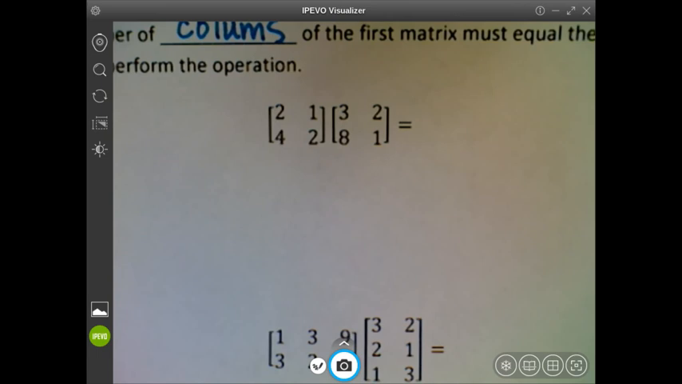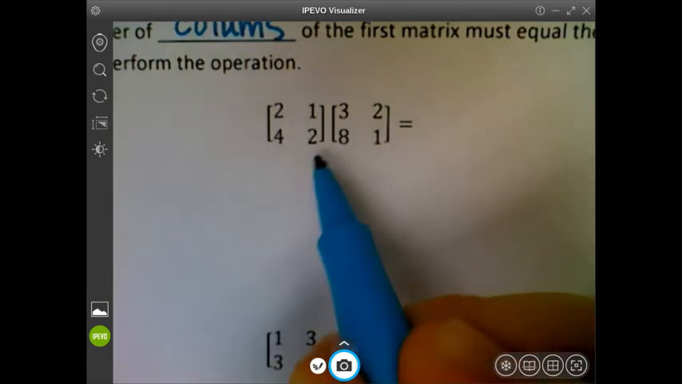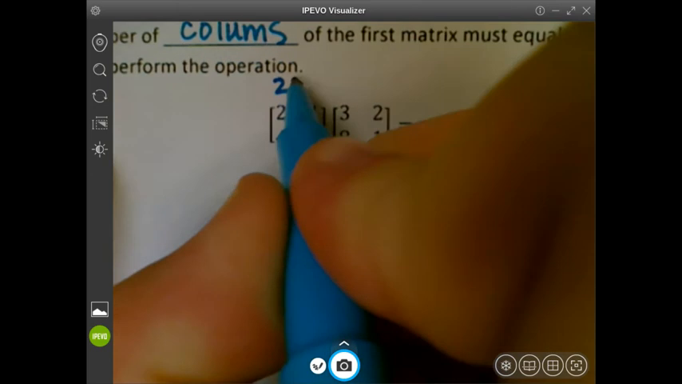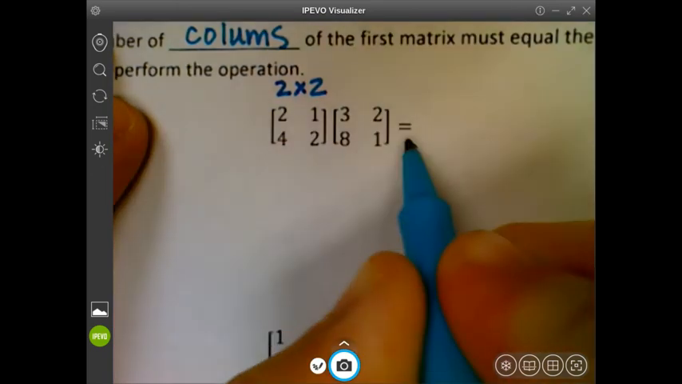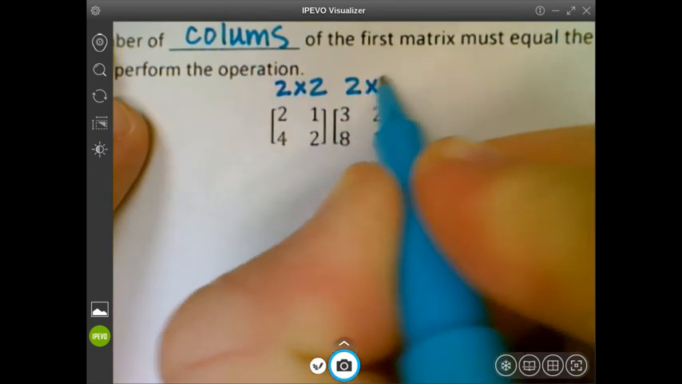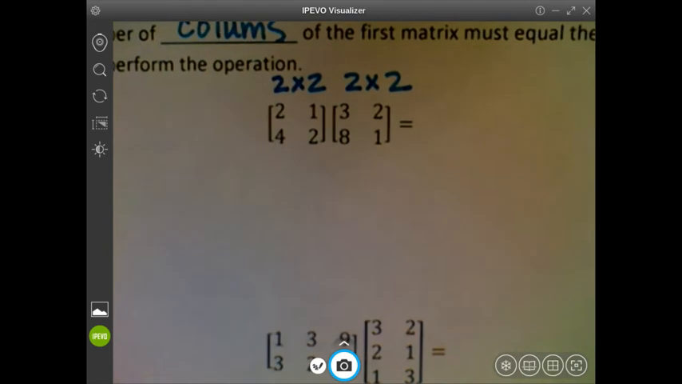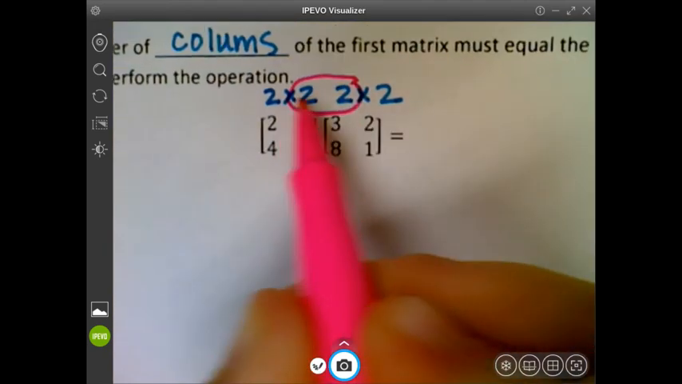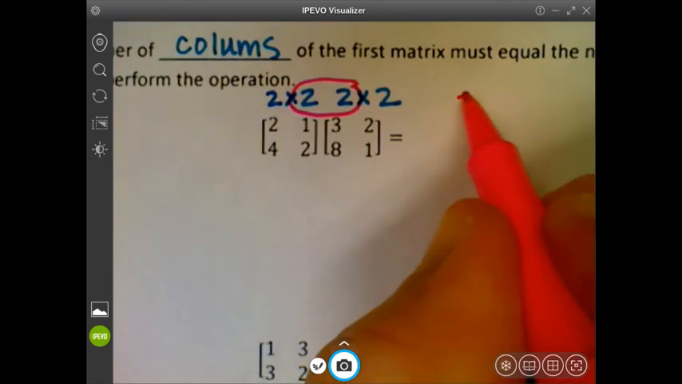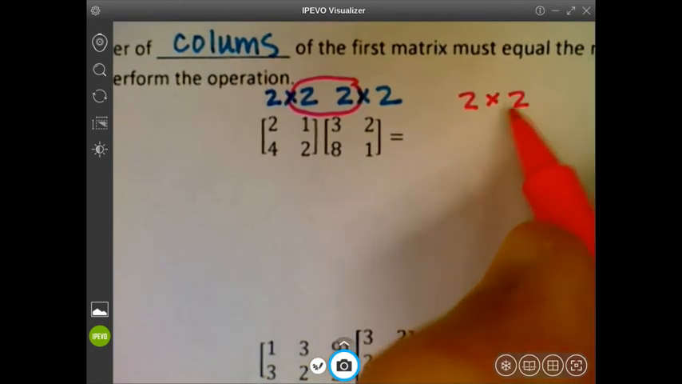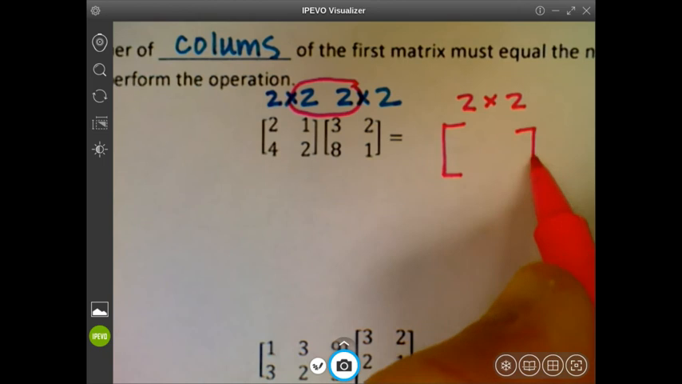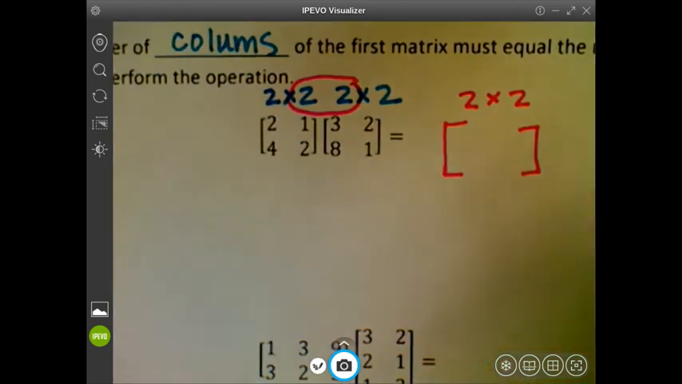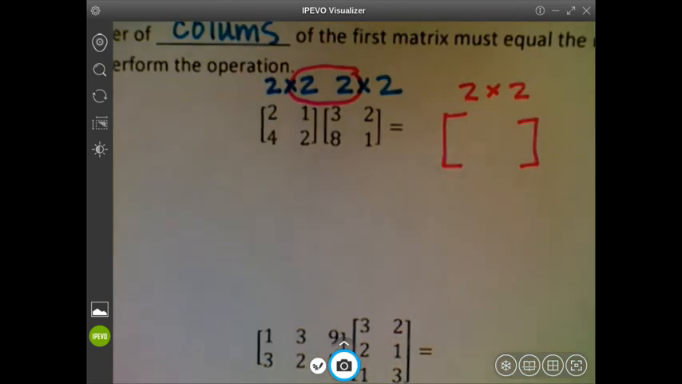All right, so let's take a look at this one. This is 2 rows by 2 columns, so this is a 2 by 2. This is also 2 rows by 2 columns, so that is also a 2 by 2. And the inside here matches, so that means that we can multiply, and our solution will be a 2 by 2 matrix. So this solution will have 4 numbers as part of it.